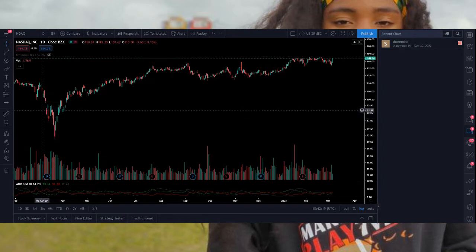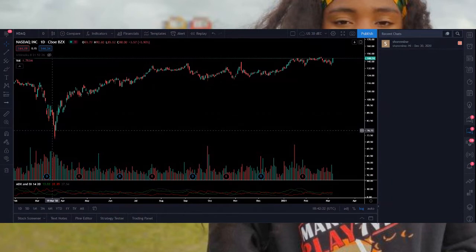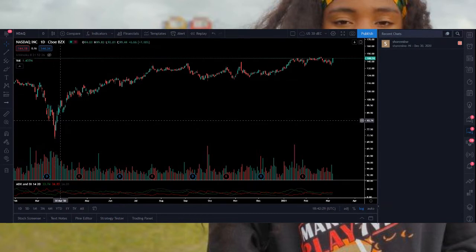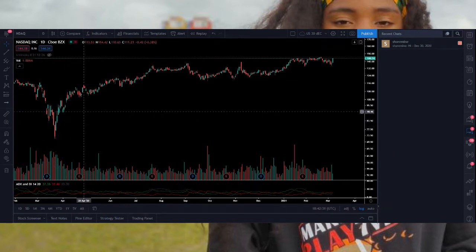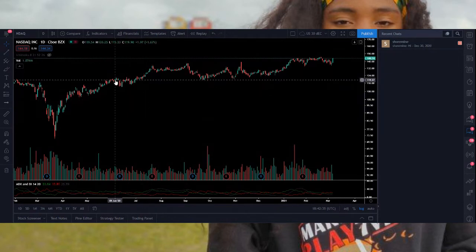This is what the market did. It retraced all the way down, maybe 30, 40 points. Let's say 40. Then maybe a month and a half, 2 months, it was higher than it was before. You see that right there.